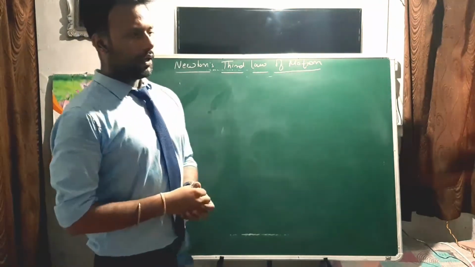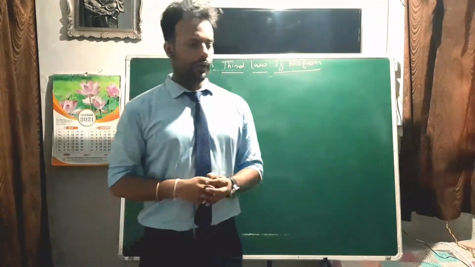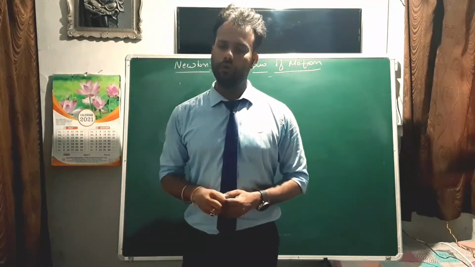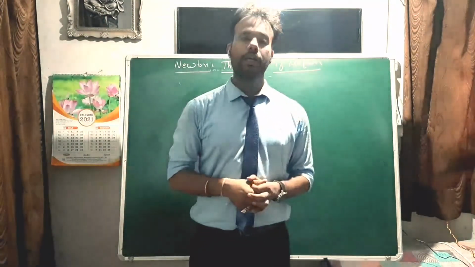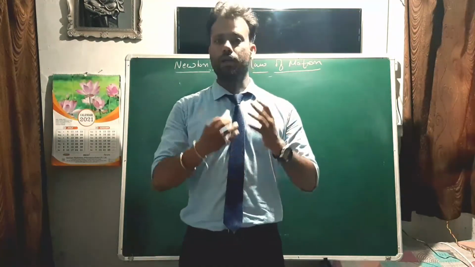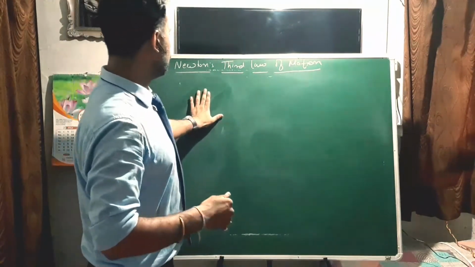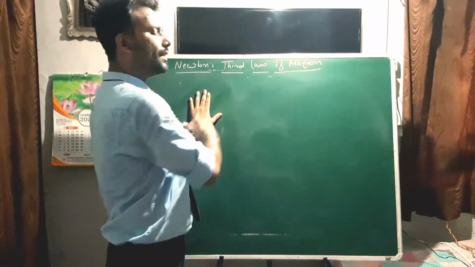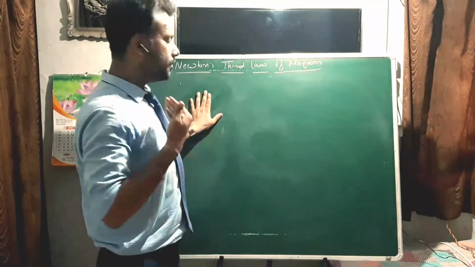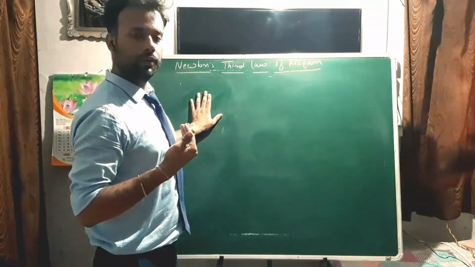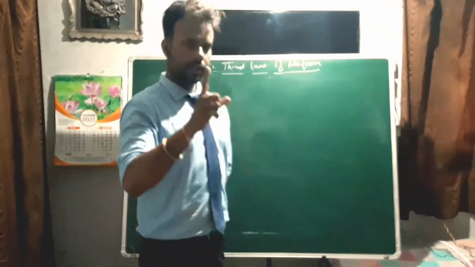Alright. Now what does it say? Newton's third law of motion says that if we apply some force on any body, then that body also applies the same amount of force to us. It means if I'm pushing this board backward with a force of 10 Newton, then this board is also pushing me backward with a force of 10 Newton. Now you will say, how is it possible? For this, consider this example.